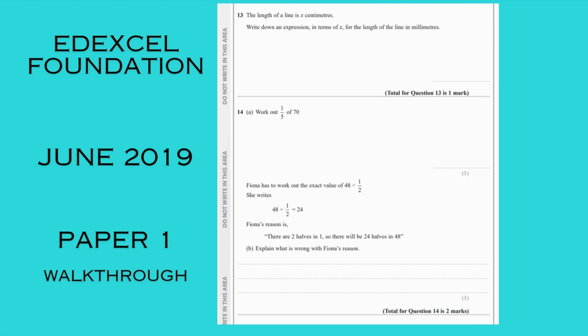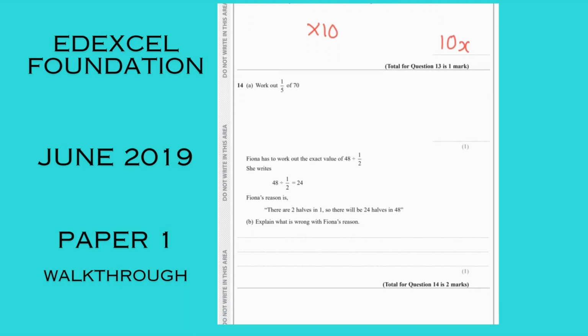Question 13. The length of a line is x centimetres. So when you turn centimetres into millimetres, you multiply by 10. So what if it was 3 centimetres, you'd get 30. But it's x centimetres, so you get 10x.